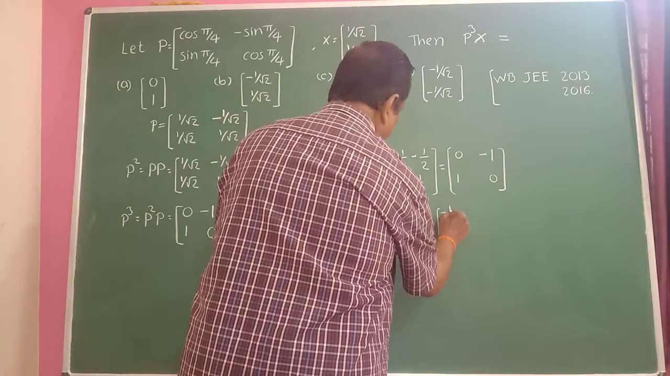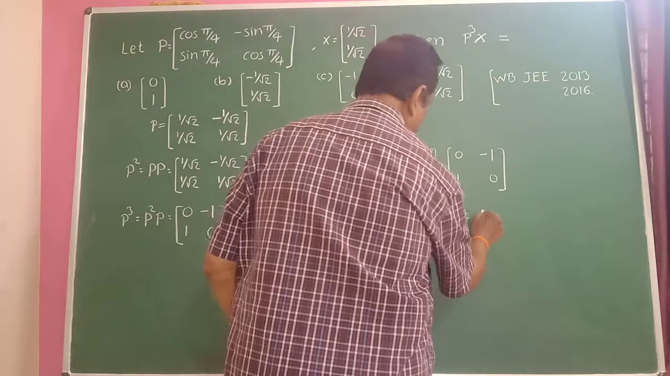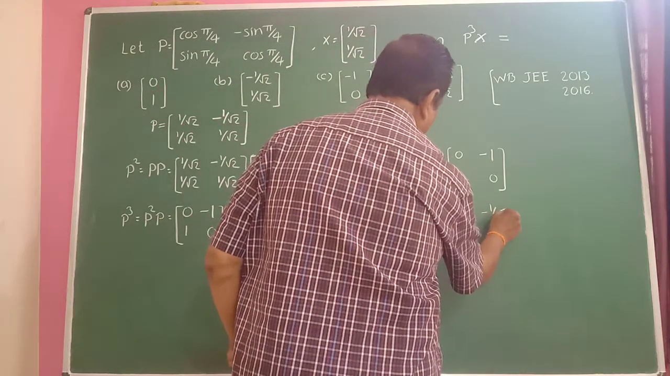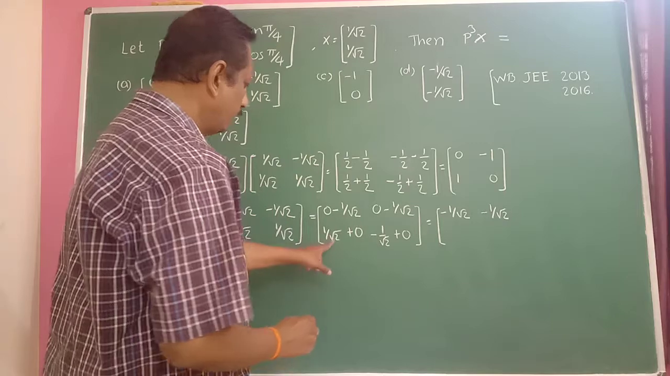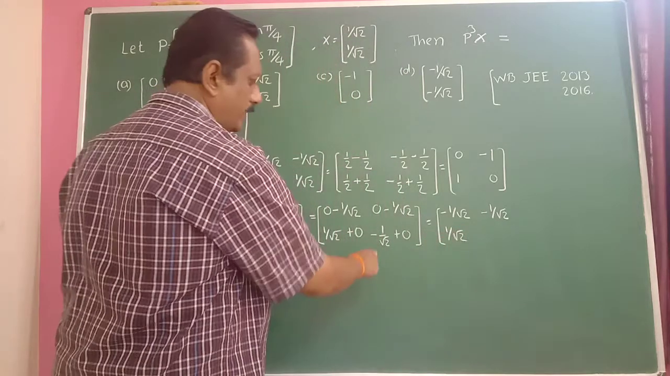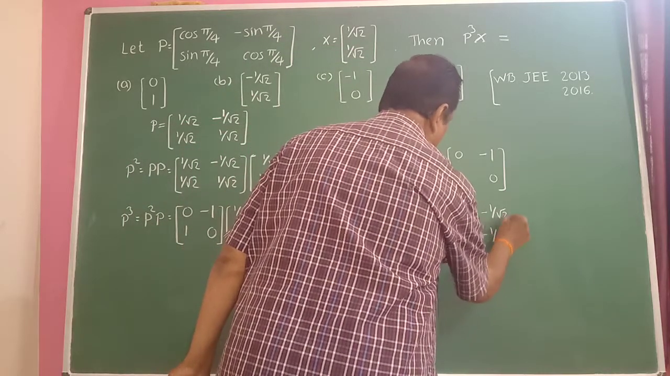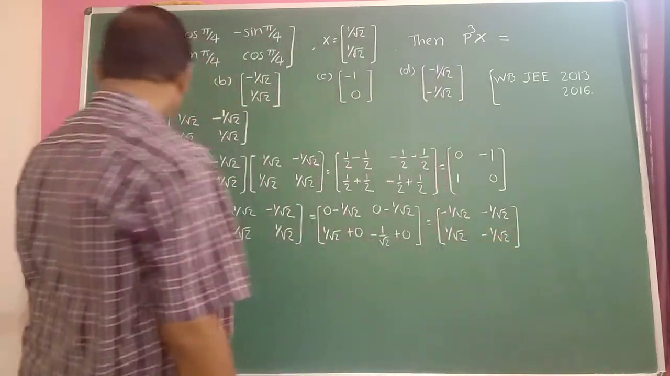Minus of 1 upon root 2 here, minus 1 by root 2, minus of 1 upon root 2 plus 1 by root 2 here, 1 divided by root 2, and here minus 1 by root 2, minus of 1 divided by root 2. This is P cube here.